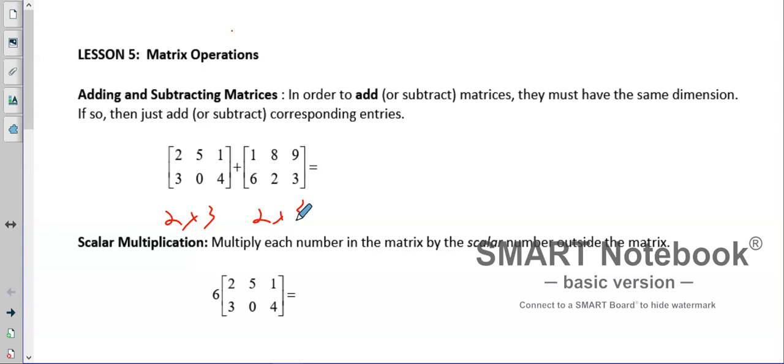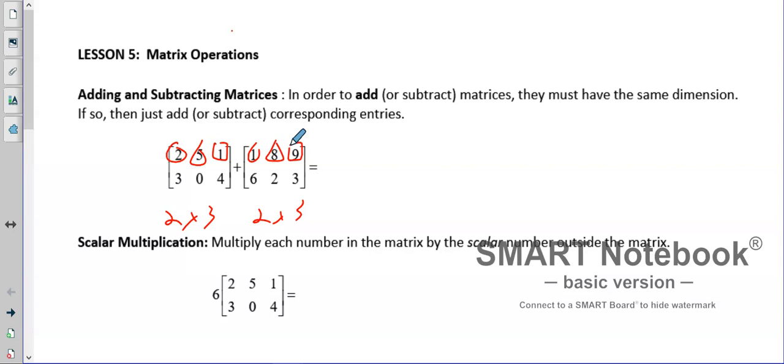All right? And what you do is you just add or subtract the corresponding entries. So this 2 and the 1. This 5 and the 8. This 1 and the 9, and so forth. All right? And then, if it was subtraction, you would just subtract the numbers.